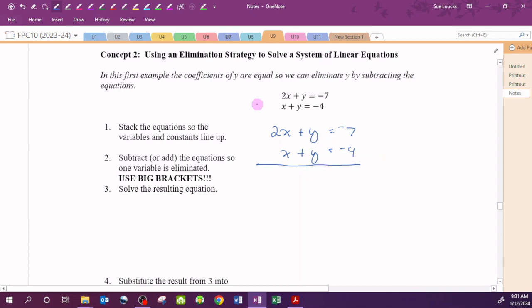So I have to do the same thing. They have to be in the same order. The equals have to line up. Okay? And then I'm looking at this and I've got the same number of y's in both equations. And so that's what I'm going to eliminate.